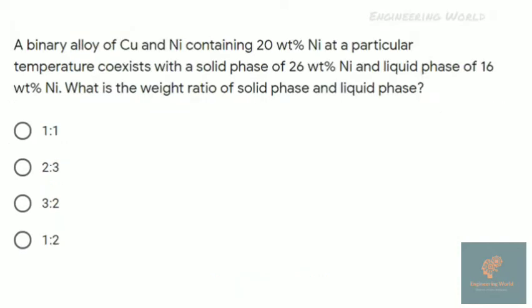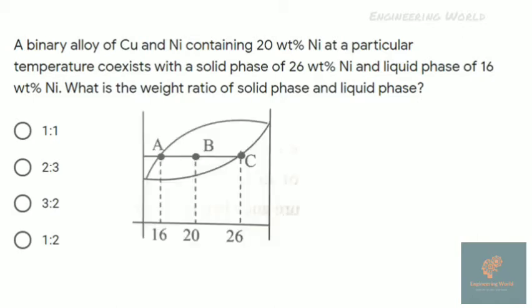Then the next question is, a binary alloy of copper and nickel containing 20 weight percent of nickel at a particular temperature coexists with a solid phase of 26 weight percent nickel and liquid phase of 16 weight percent nickel. What is the weight ratio of solid phase and liquid phase? Here the given condition is drawn in the figure. Don't confuse whether it is nickel or copper. Here the basic concept is applying the lever rule.